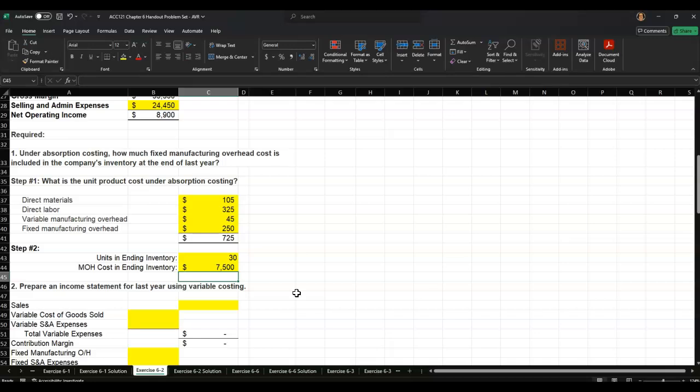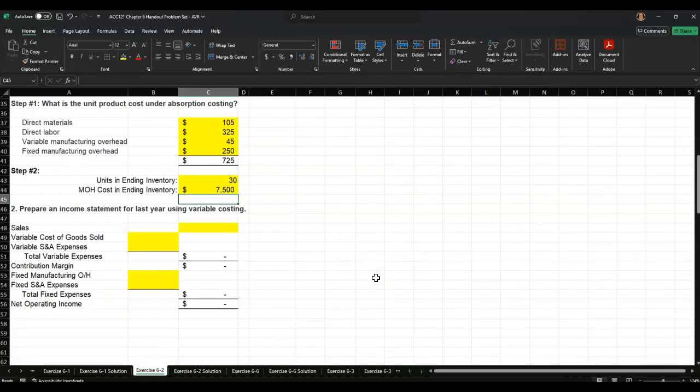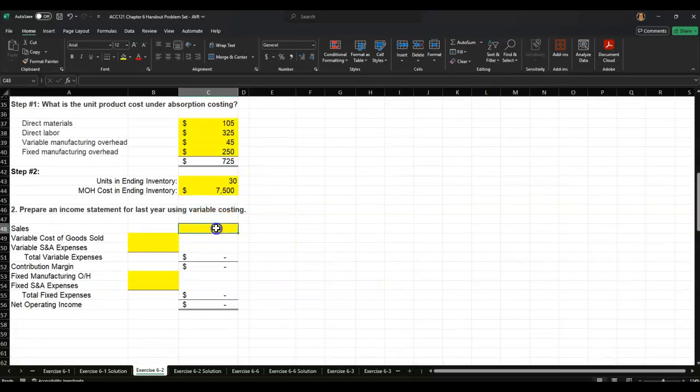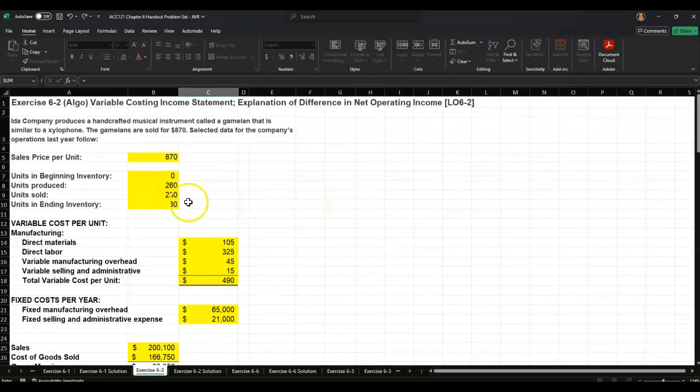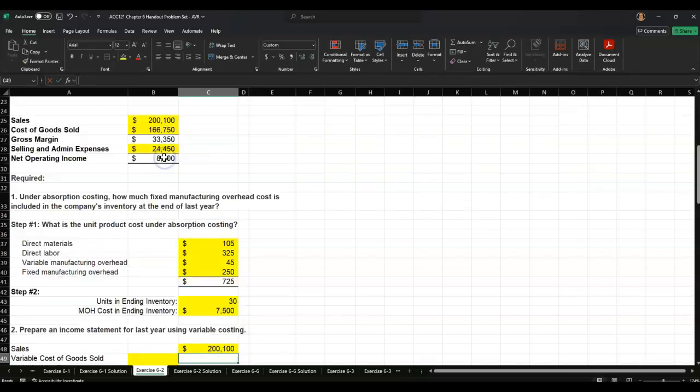I'm hoping I'm making this clear for you on this reconciliation piece of that. All right. Then they ask you to prepare an income statement for last year using variable costing. Well, so let's pick up number of units sold times the sales price per unit.